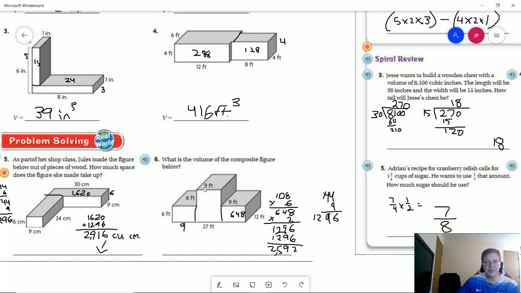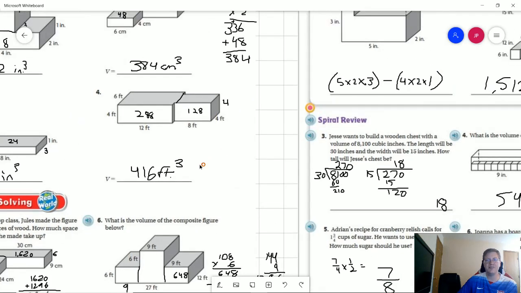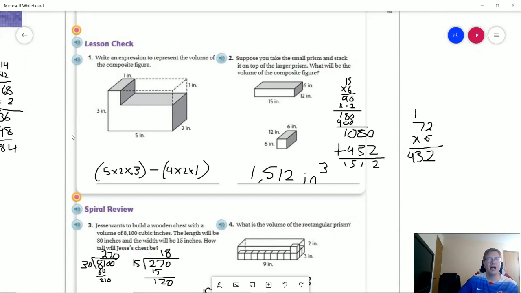Our other one is going to be 9 times 12 times a height of 12. So we get 6 plus 6 for the height here. And that is also going to equal 1296. 1296 plus 1296 gives us 2,592 cubic feet.